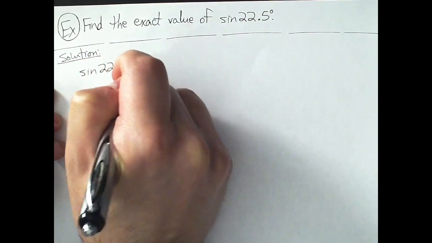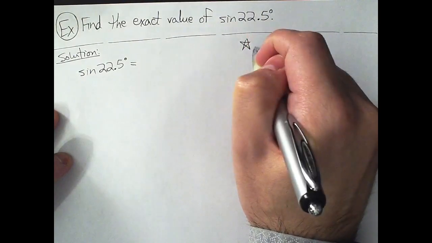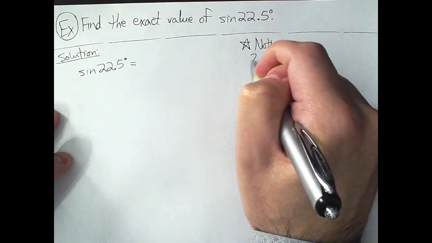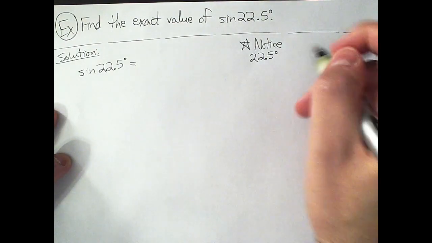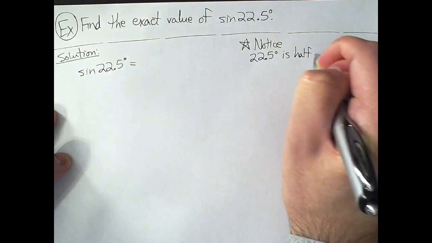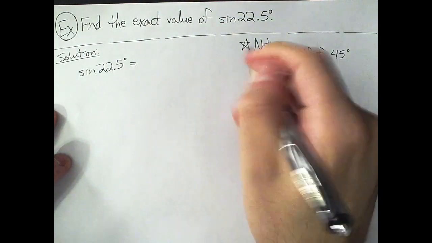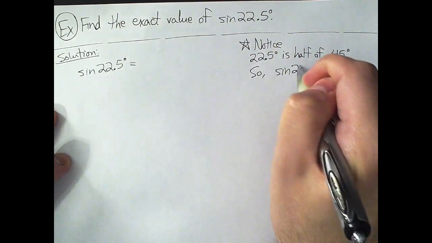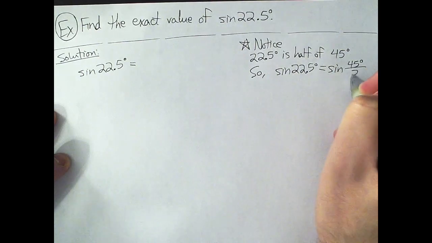All right, what can we do with this? This is a weird angle, 22.5 degrees. What can we do with that? Notice 22.5 degrees. What do you notice about that? It's not just a completely random angle. There is actually a reason why this angle was given to us. It's because it's half of 45 degrees. So sine of 22.5 degrees is sine of 45 degrees over 2.